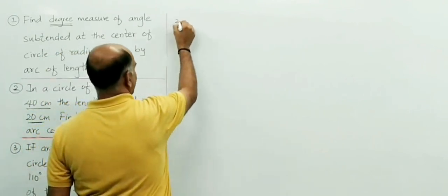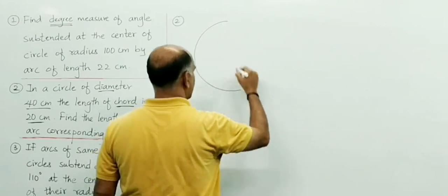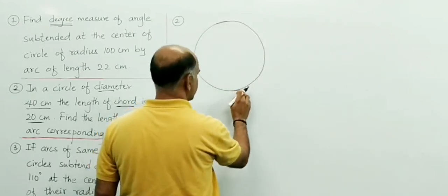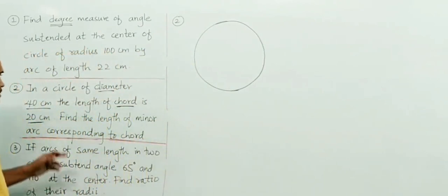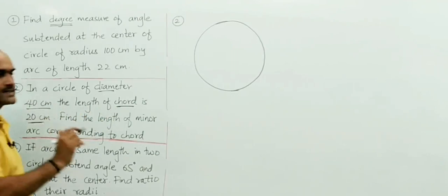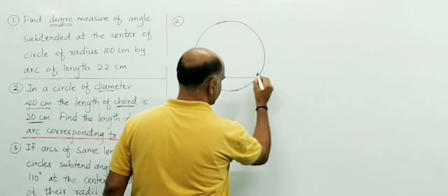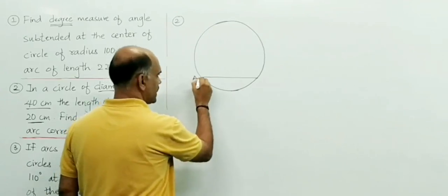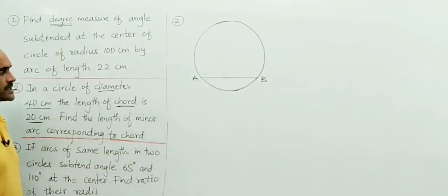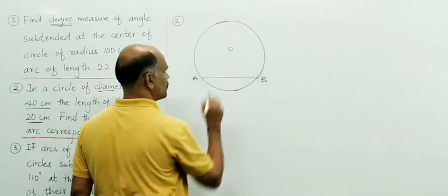So the second one, if I take, first I will take a rough figure. There is a circle, and in the circle there is a chord. Chord means a line joining two points on the circle. So this AB is a chord. This I will take as the center O.